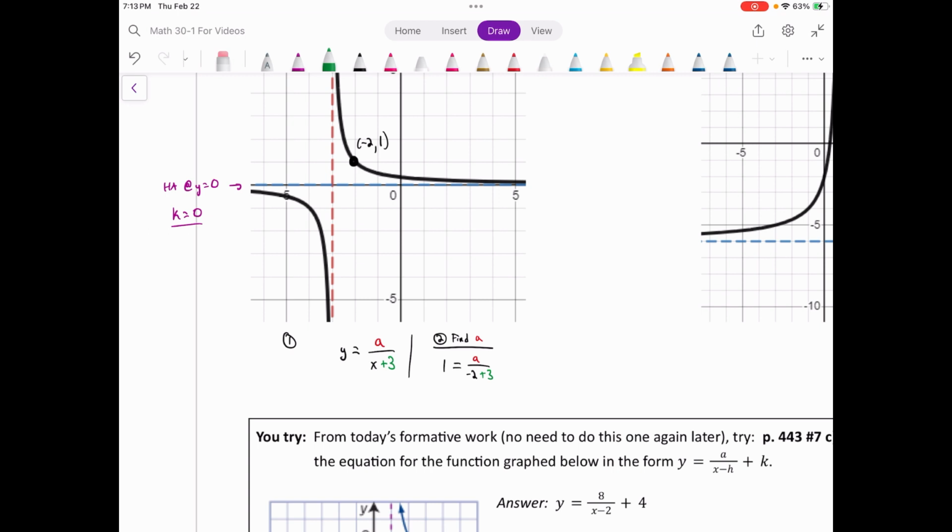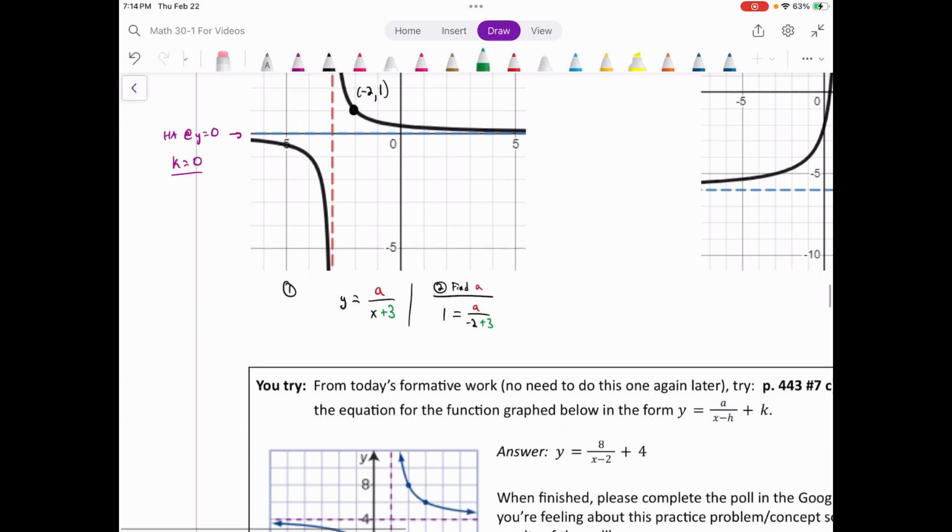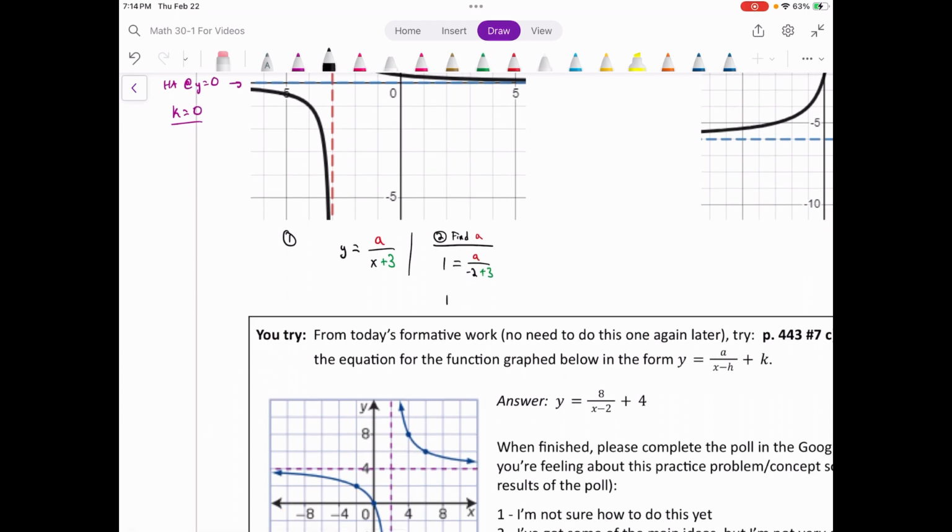And see what I mean? We know that -2, 1 is on the graph. We know that h is -3, sorry. Now we can figure out what a must be if that point's on the graph. So we just need to solve this. That means 1 equals, I'm going to drop the color coding here, a over -2 plus 3, which is just 1. So a over 1 is just a. So a equals 1. And that was the only piece of the puzzle we were missing there.